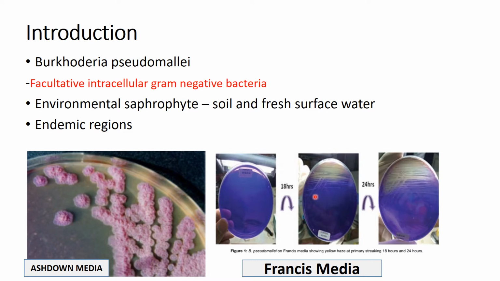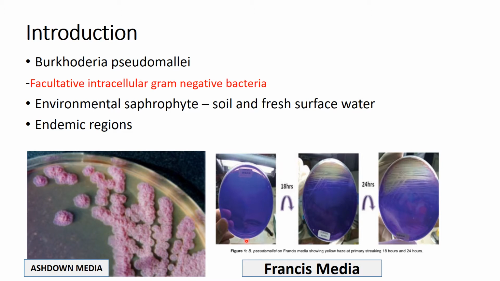All right, let me show you how this organism looks on the culture plates. What we see here is called Ashdown media. On the Ashdown media, you get these pinkish, purplish colonies that appear wrinkled. This is the classical textbook description of Burkholderia pseudomallei on the Ashdown media. It is very difficult to differentiate it from Burkholderia cepacia when you use Ashdown media.